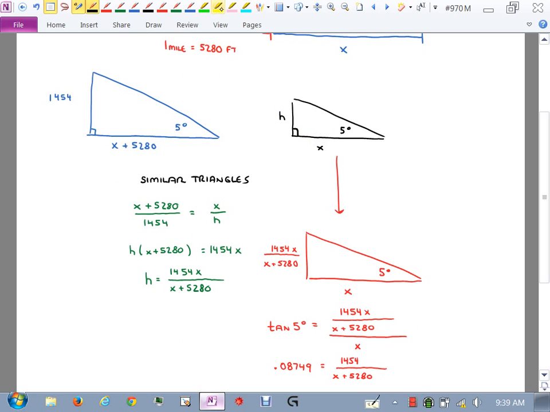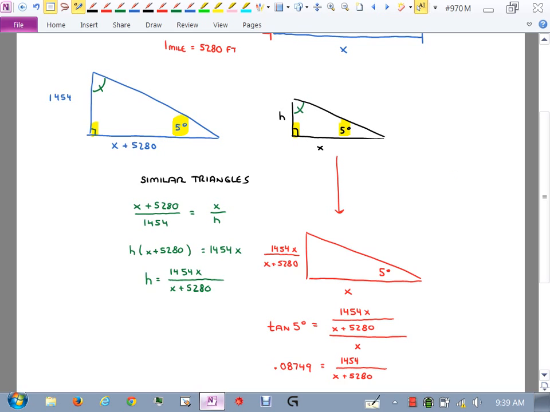So I have a 5-degree angle here, 5-degree angle here. I have a 90-degree angle here, 90-degree angle here, which means that these 2 angles have to be the same. If you have triangles where all the angles are the same, they're called similar triangles. And that means that the ratio of the sides are equal.